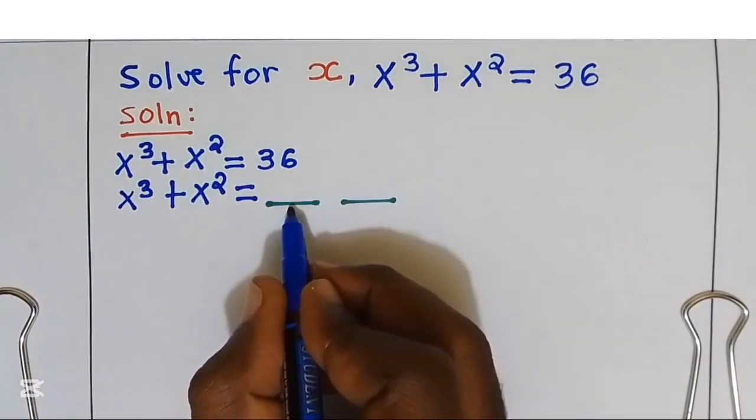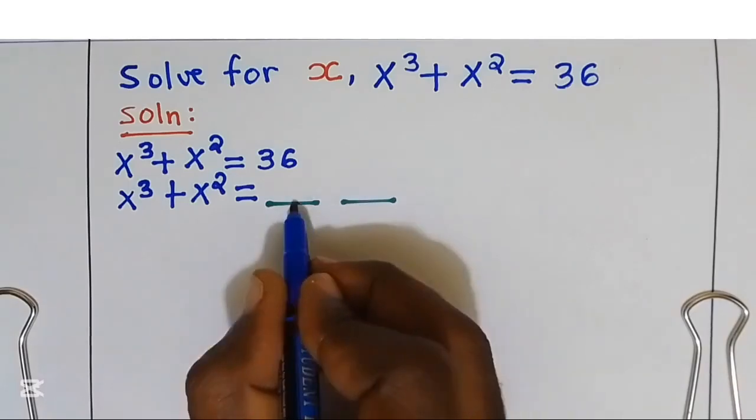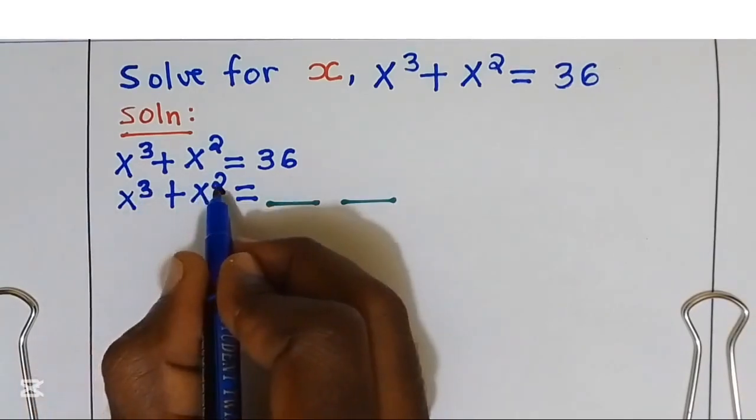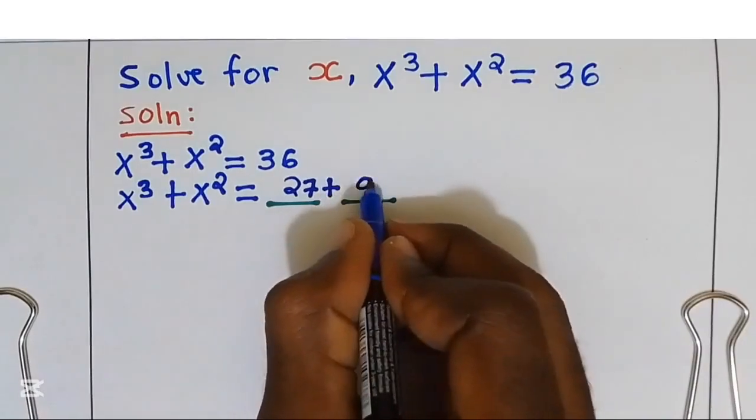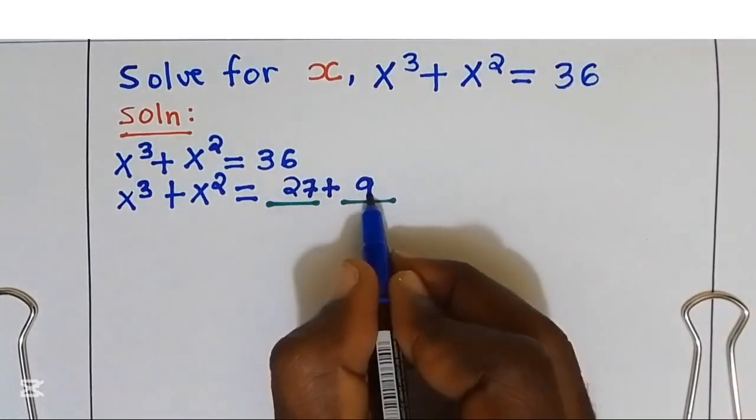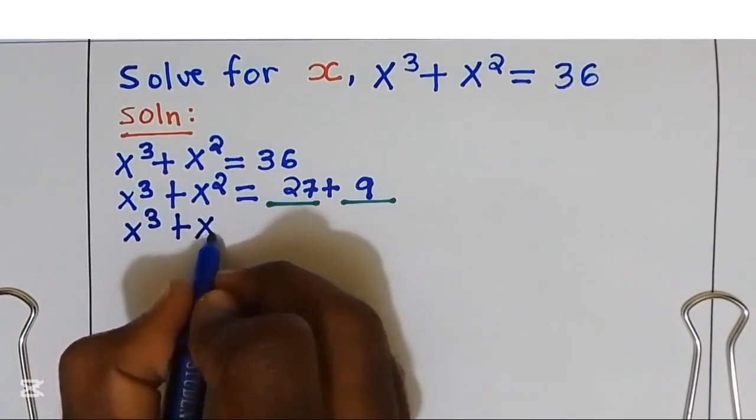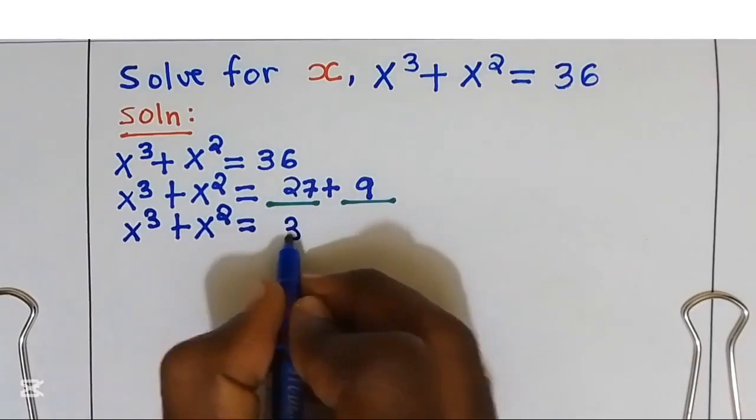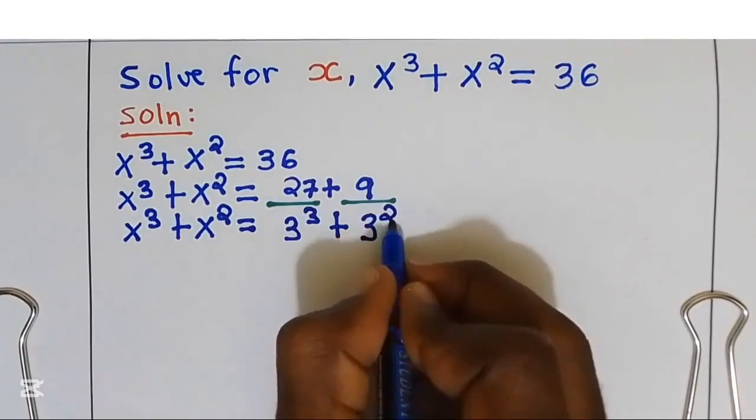This is equal to... I'm going to find a way for the right hand side to have numbers that have the same base and produce the powers of 3 and 2. Those numbers are 27 plus 9. The addition of 27 and 9 gives me 36. x cubic plus x square is equal to 27, which is the same as 3 cubic, plus 9, which is the same as 3 square.